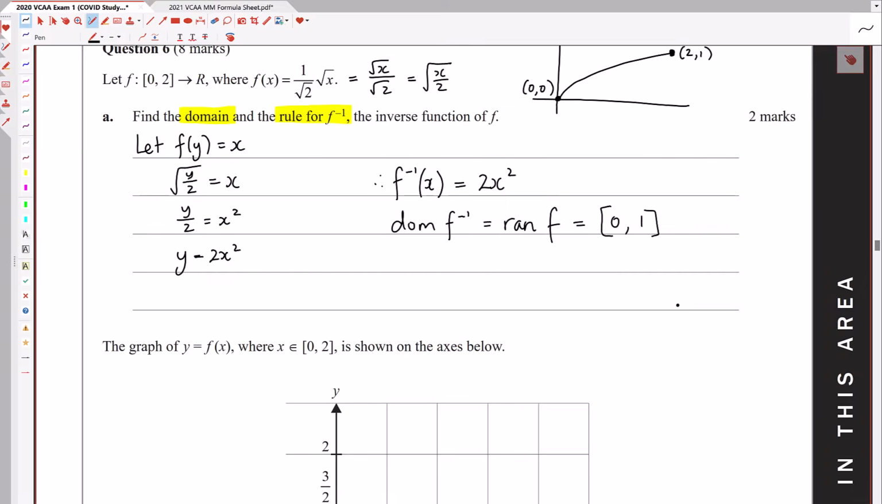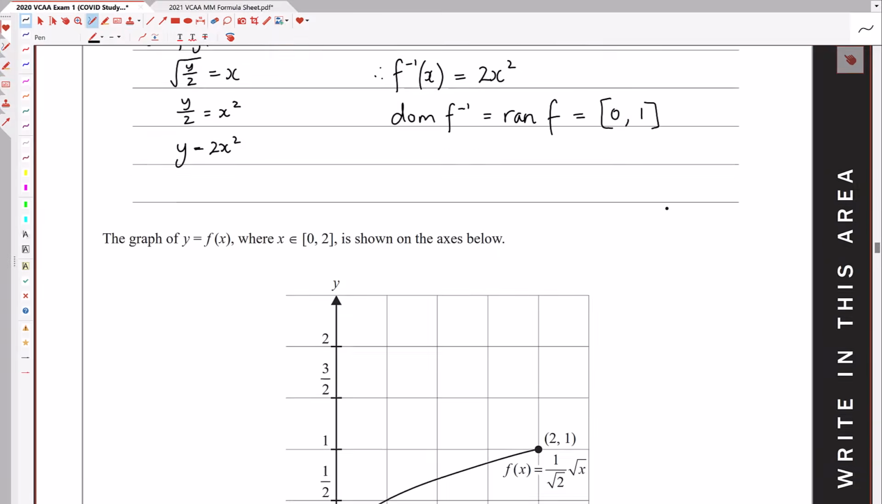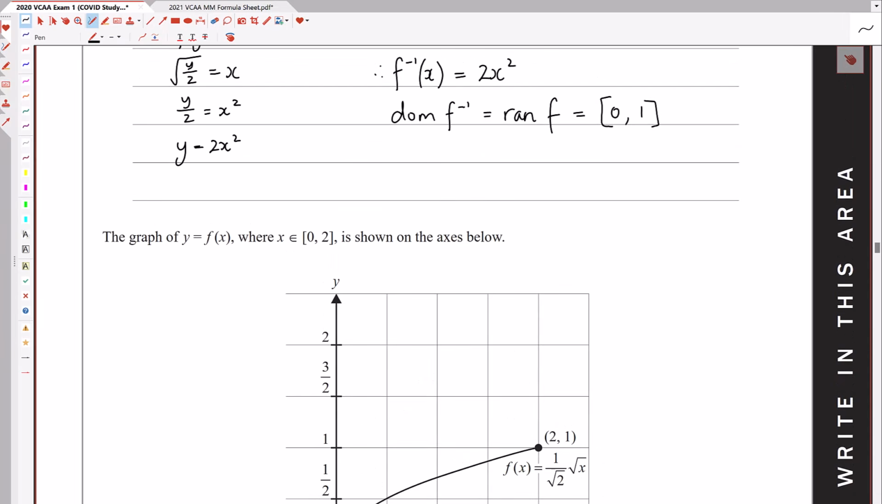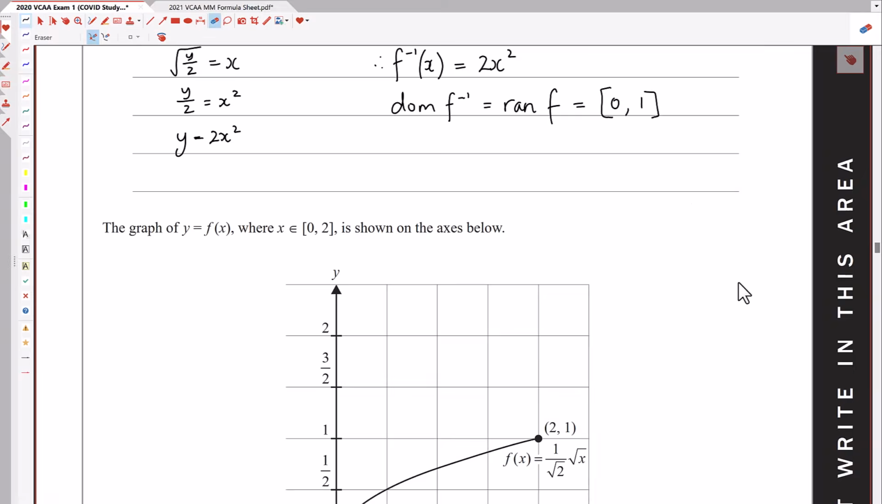Okay, then you've also got a really big helping hand here because they've drawn the graph for you, and we already drew it ourselves up here, but it's drawn here. So there's absolutely no excuse for getting this domain wrong up here when you've got the graph drawn here and you can see what the domain and range of the original function was.